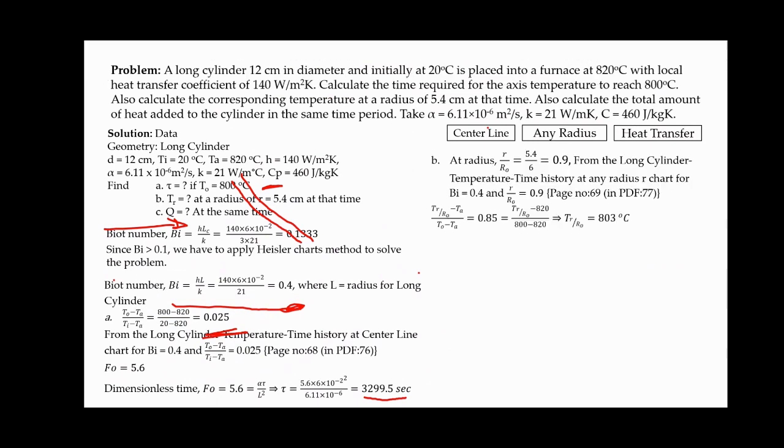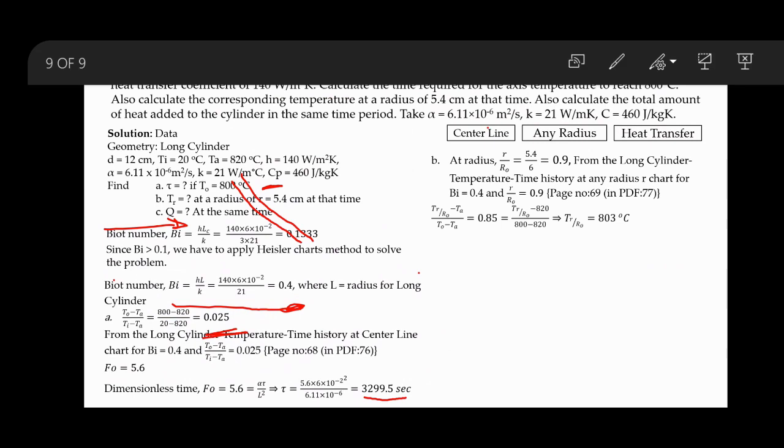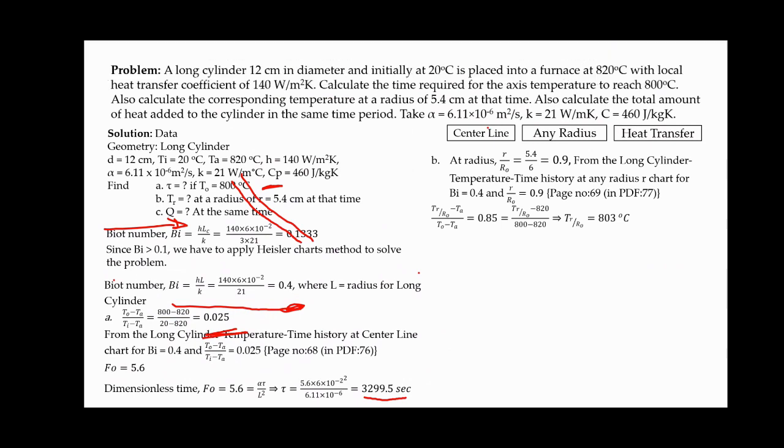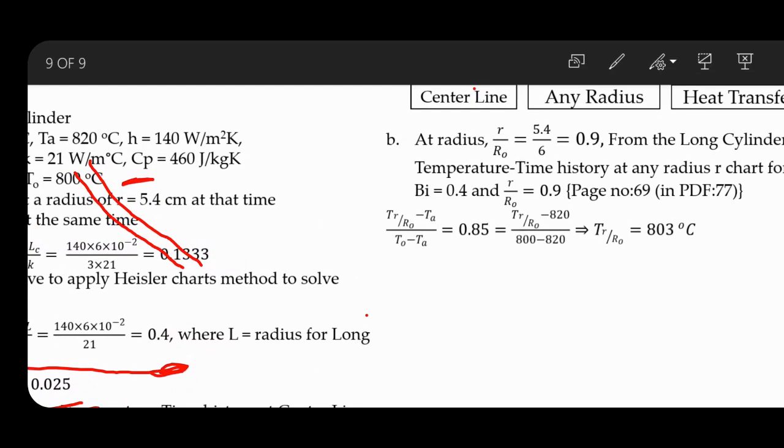Now I need to find out, after 3299.5 seconds, the temperature at a radius of 5.4. So I'll find out small r by capital R naught. Small r is the radius at which you need to find out the temperature, and capital R naught is the outer radius. So 5.4 divided by 6 will give me 0.9.